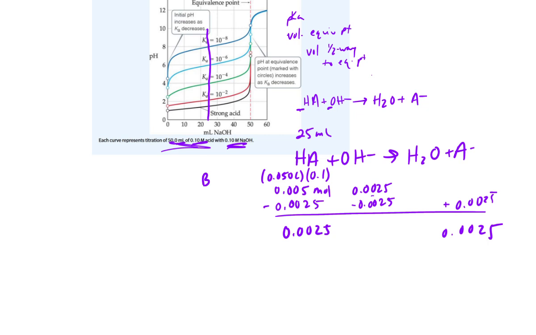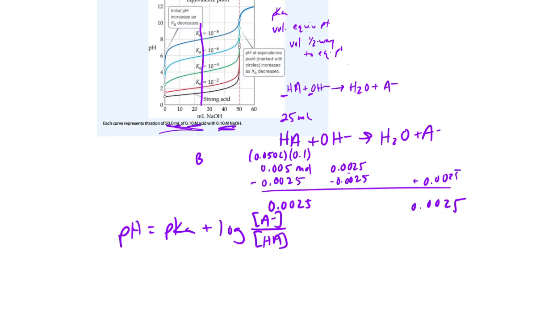So we have a buffer, right? We have both HA and A minus in solution. We're in the buffer region of our titration curve, which means we can use pH equals pKa plus log of A minus over HA, right? We've done our reaction table. We found that we have equal number of moles of HA and A minus.